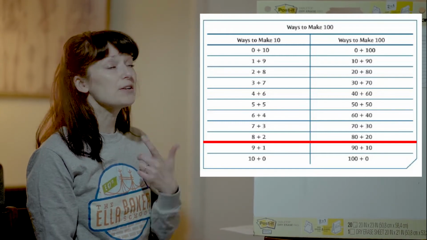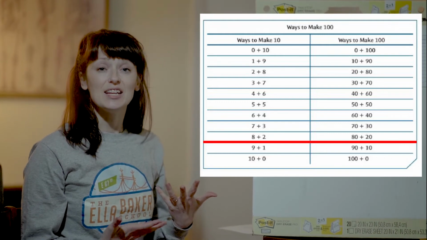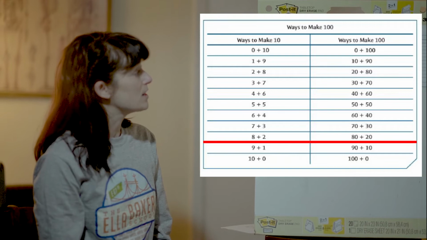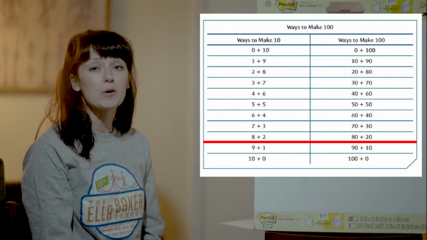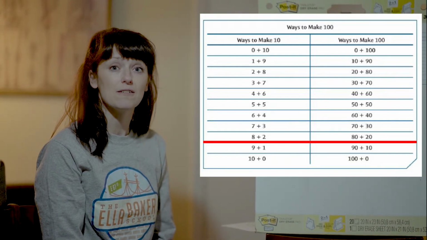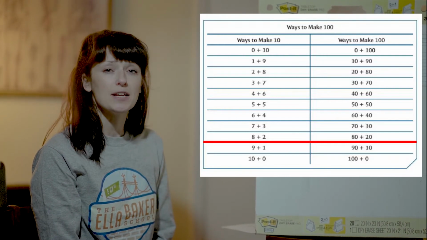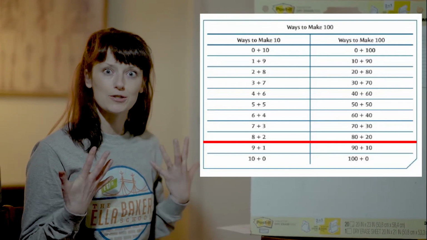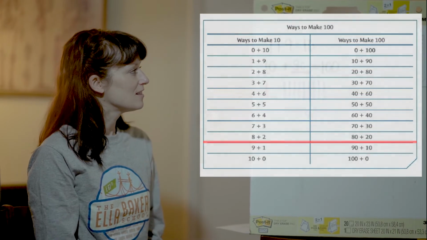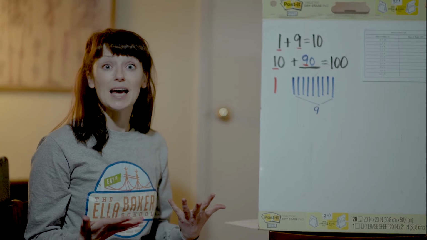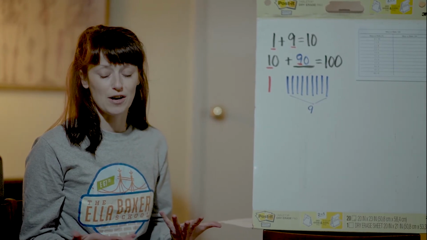So just like up here, you notice that the number in the tens place in the combinations of 100 is the same as the number in the ones place in the combinations of ways to make 10. But you notice that in the combinations to make 100, there's an extra 0 at the end. So we're going to be using this moving forward in ways to help us create combinations of 100.